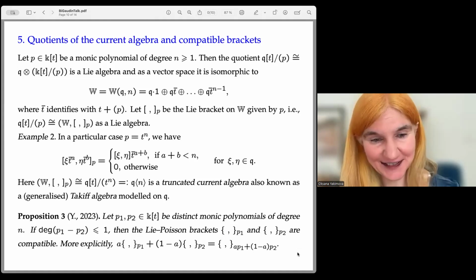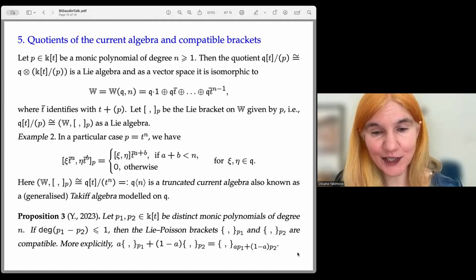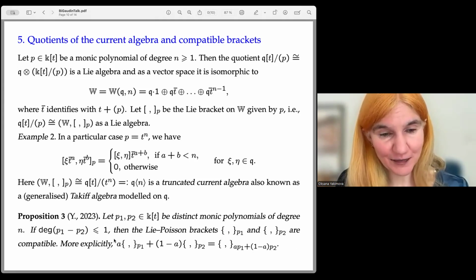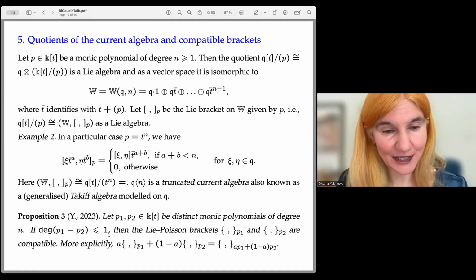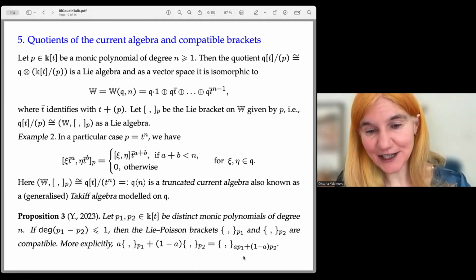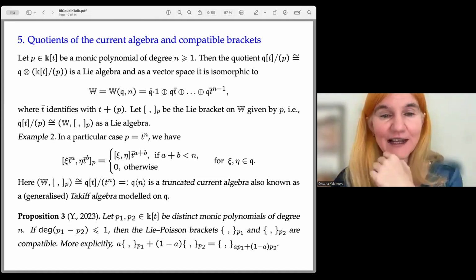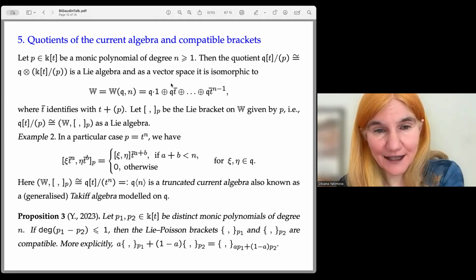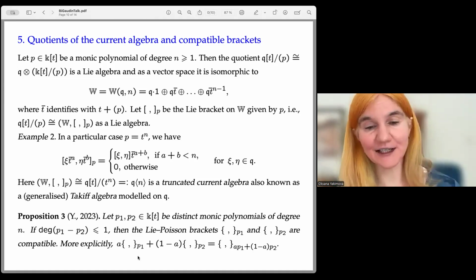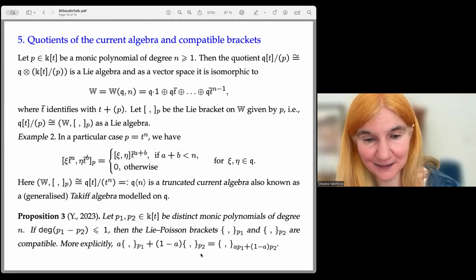And then quite a nice thing, we have the following proposition. If we take two monic polynomials which differ either by a constant or by a linear term, so the degree of the difference is not larger than 1, then the corresponding Lie brackets are actually compatible. The Lie algebra structure on this vector space is complicated, so it's difficult to write directly. We have to know the polynomial. But we can still conclude that they are compatible in this case.